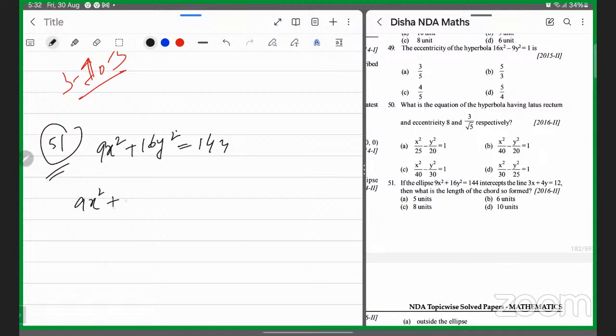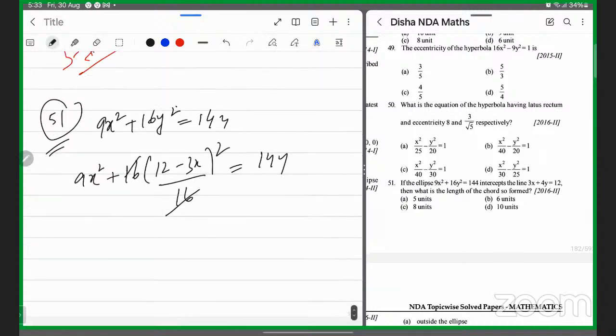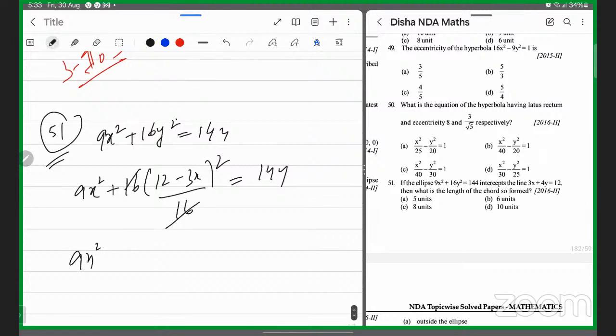9x square plus 16y square, y is 12 minus 3x, 12 minus 3x whole square upon 4. And 4 square is 16. Any problem? 144, 16, 16 cancel. So 9x square, 144.